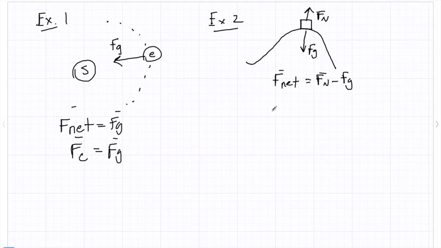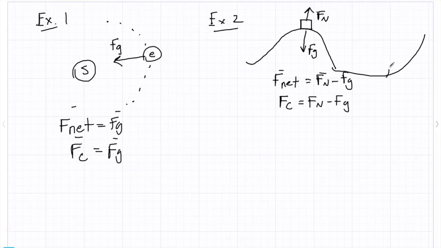If we assume this is a circular path, then we'll replace Fnet with Fc. And we know that Fc has to be a non-zero value, and it's pointing downwards, because otherwise the object won't be going down along the hill. Instead, if Fn were greater than Fg, then it would be curving up. And that's what happens at the bottom of the hill.